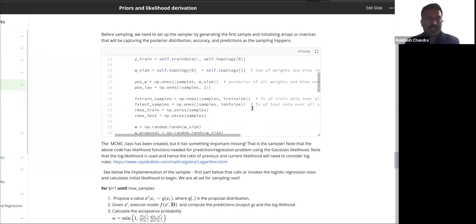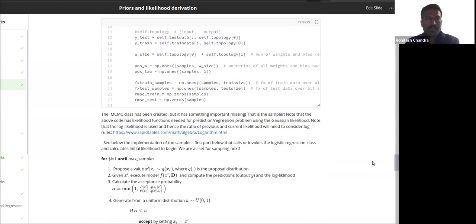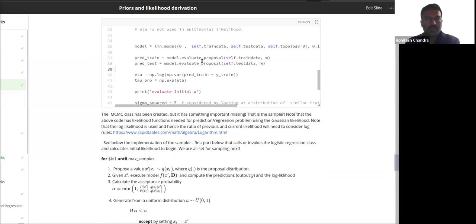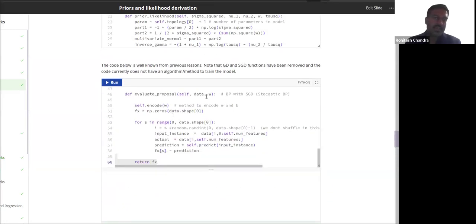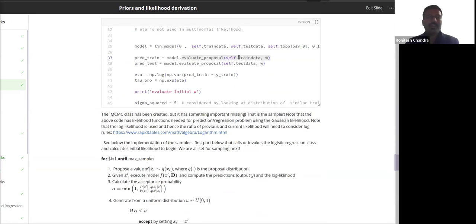So we can go and see the evaluate model, what was it? Evaluate proposal. So this is model.evaluate proposal, and the evaluate proposal is given here. We'll take the weights and biases proposed, and it takes the data, and because it returns the prediction, it will give a set of predictions actually here. So predictions on the train and the test.